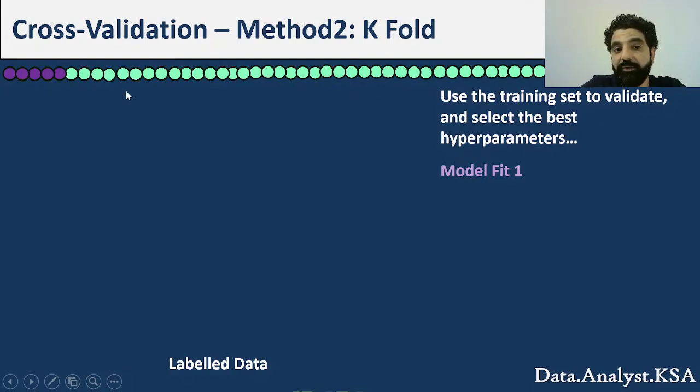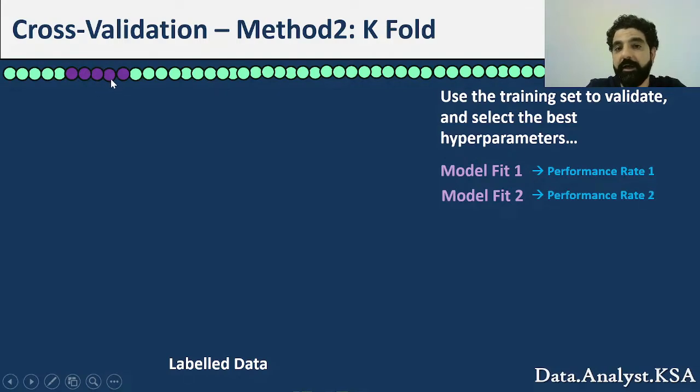So I would train with these points, then I will predict these points, and I will call this performance rate 1. Then I will do it for the second chunk. So basically I will train with all the green points, and notice the first fold is now part of the training set, and I'm going to test it with this chunk, these purple points. And this is my second performance rate. And I'm going to do a third one.